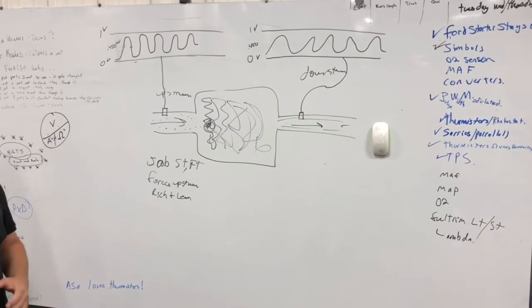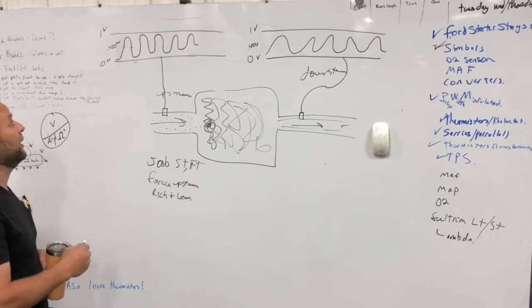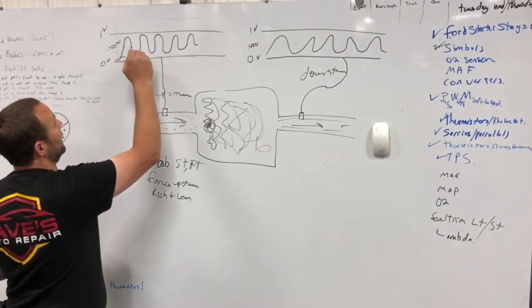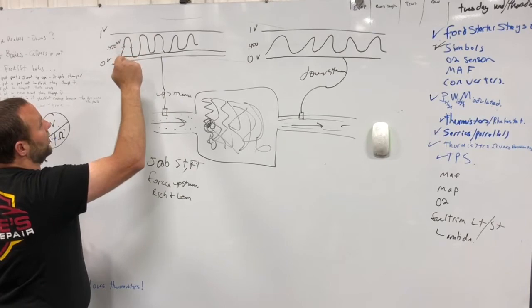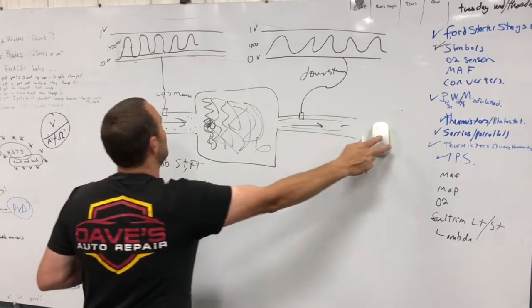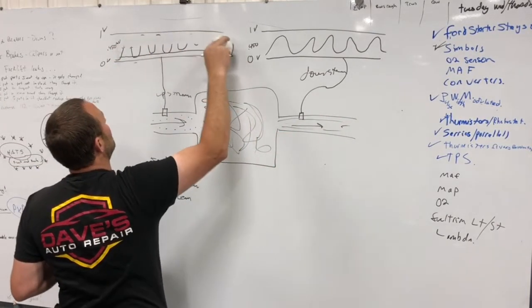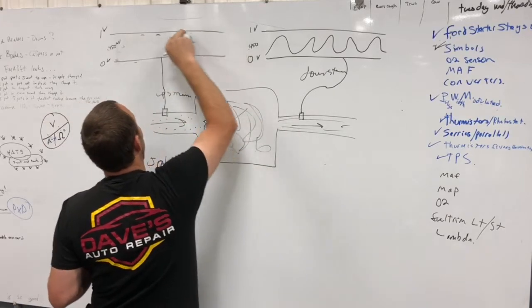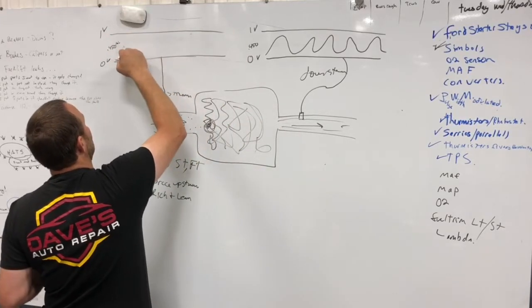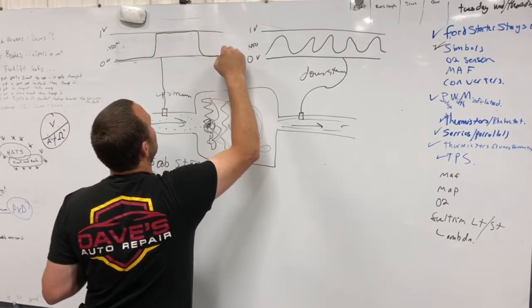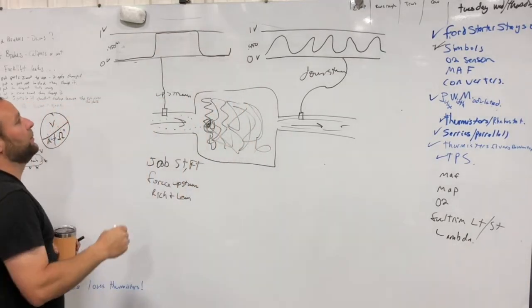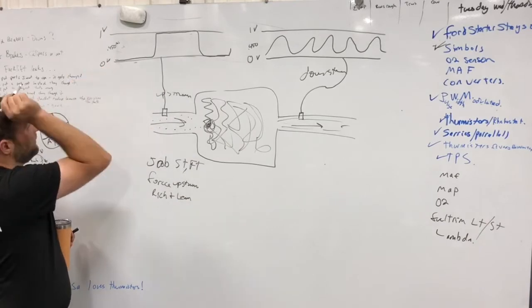What would a bad upstream look like? Probably be flatline. Flatline. I mean, it could be down here. It could be another way. If it's really, really slow to respond, the way to check that would be if it's like this and then it goes like this and then it goes like this. It's really slow and then it goes, because of your fuel trims the whole time.